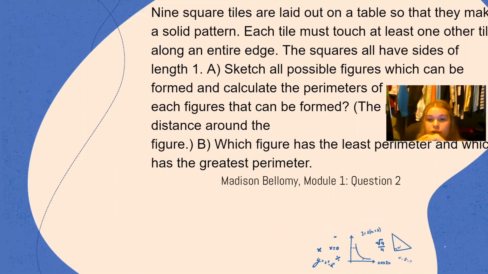Part A says sketch all possible figures which can be formed and calculate the perimeters of each figure that can be formed. The perimeter being the distance around the figure. Part B says which figure has the least perimeter and which has the greatest perimeter. Fortunately, we can find out B along the way as we add up all the perimeters as we go. That would just be the easiest way to do it. All right, so our first method of madness would be to just line them up side by side. They all are touching each other.